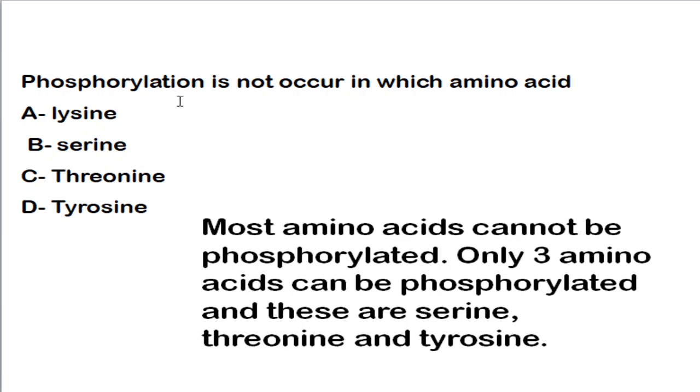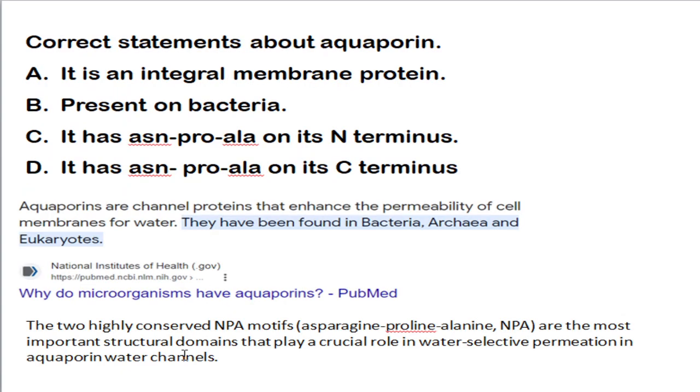Next is which amino acid is not phosphorylated. So, they had asked a question regarding translation and post-translation processes. Most of the amino acids cannot be phosphorylated. So, only 3 amino acids can be phosphorylated. Those 3 amino acids include serine, threonine, and tyrosine. So they are asking which of the amino acids is not undergoing the process of phosphorylation. It is lysine.